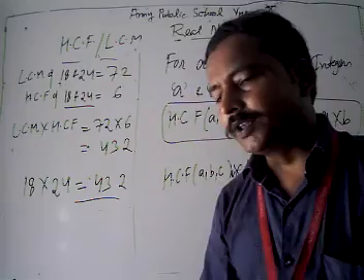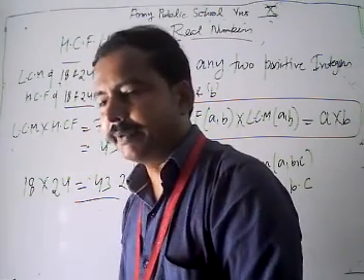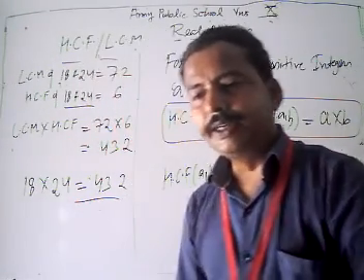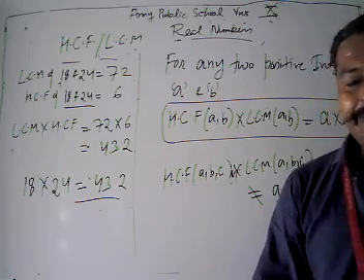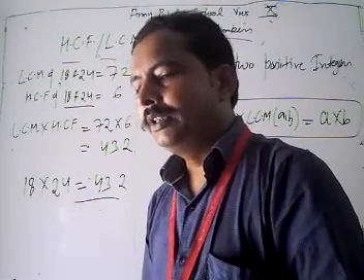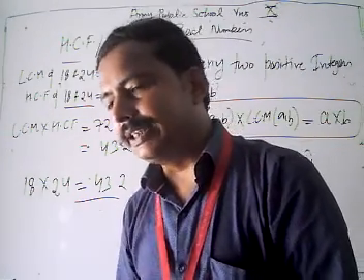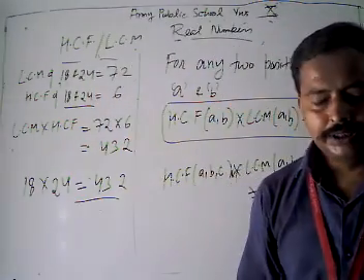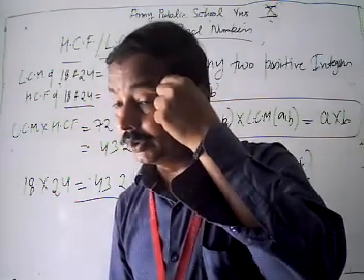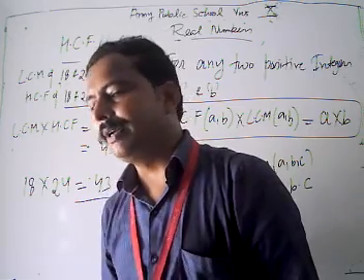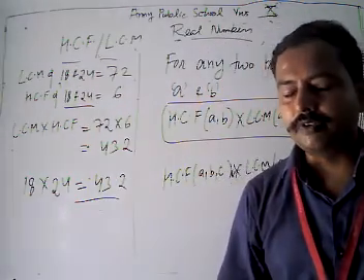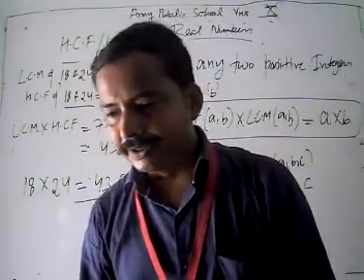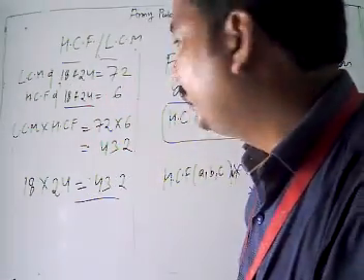Again we come to the point of the fundamental theorem of arithmetic. Yesterday we discussed that every composite number can be expressed as a product of its primes, and this factorization is unique apart from order. Now I'm going to discuss an application-based problem based on our fundamental theorem of arithmetic. Let's start.